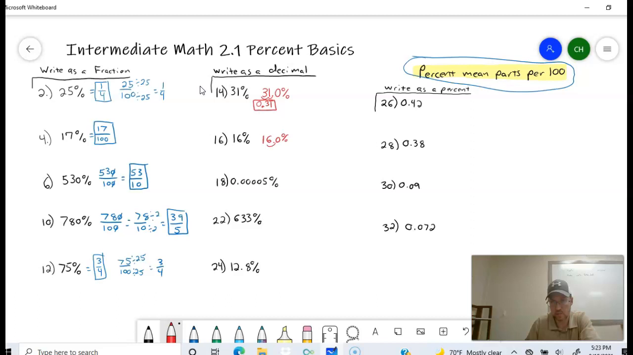16.0%. 1, 2. 0.16. Again, it's just a good idea to have a 0 right there. Makes it where we don't lose that decimal.